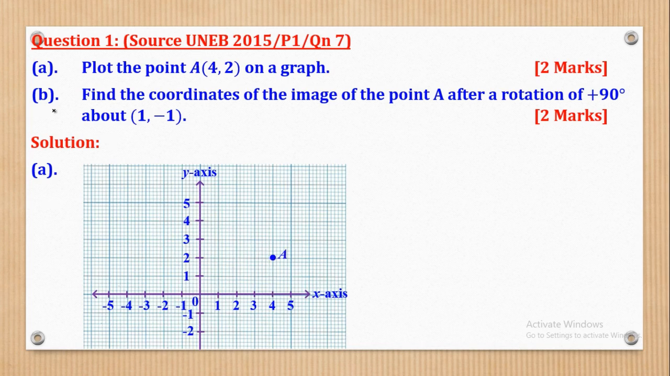That is part A. Part B said, find the coordinates of the image of point A after a rotation of positive 90 degrees about (1,-1). So this is the center of rotation and this is the angle of rotation. What we need is to first locate the center of rotation, which is (1,-1). Then from there, join the object, point A, to the center of rotation.